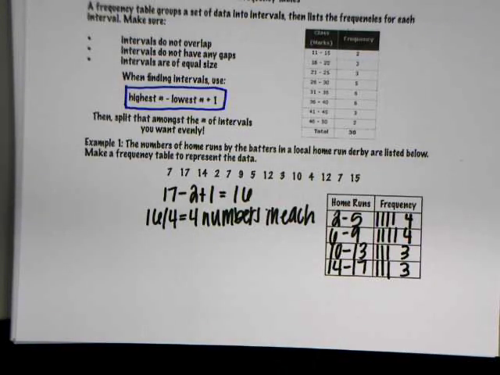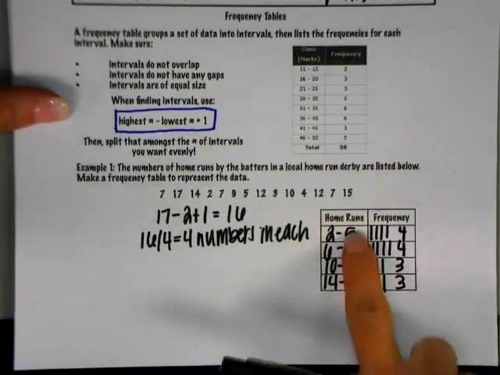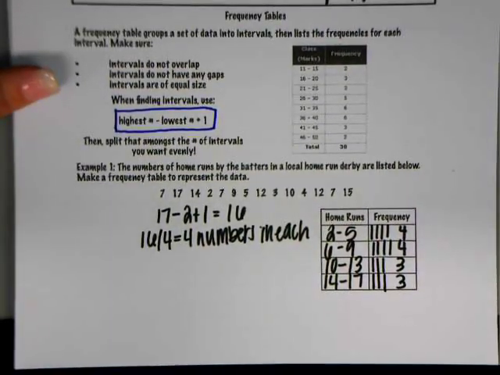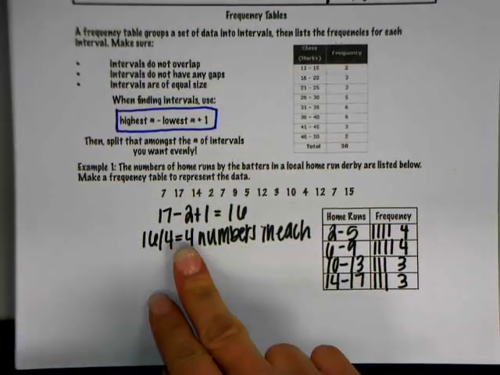Do you have any questions before you guys try one? So it's biggest minus smallest plus 1 to start, and then divide it by how many rows you have. Okay, so you guys try the next one. Yeah. Divide by how many rows they gave you, spaces. And then I'll tell you how many of the numbers need to go in each. Okay.